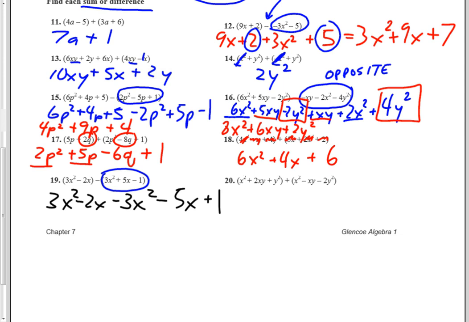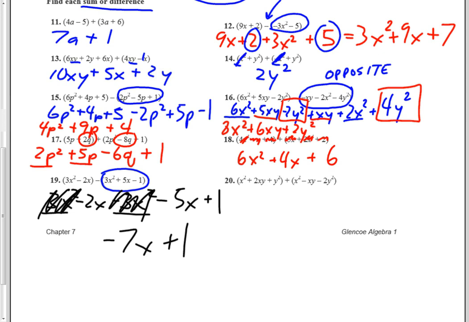Now you just combine like terms. 3x squared minus 3x squared is 0. How about 0? That's 0. How about minus 2x minus 5x? That's negative 7x. Done. That's as far as you can take that problem.